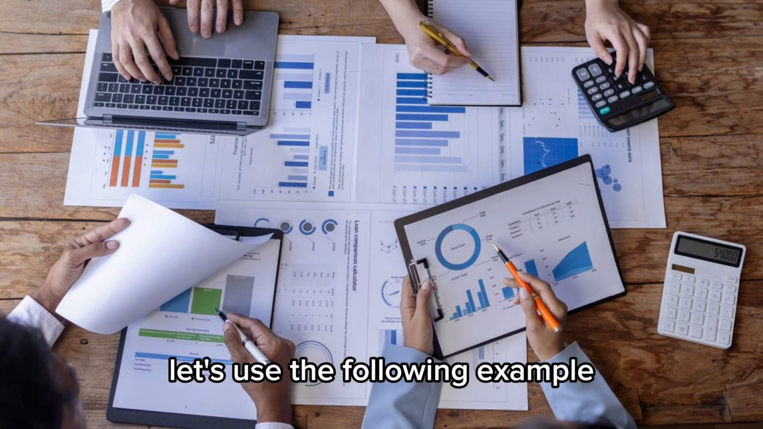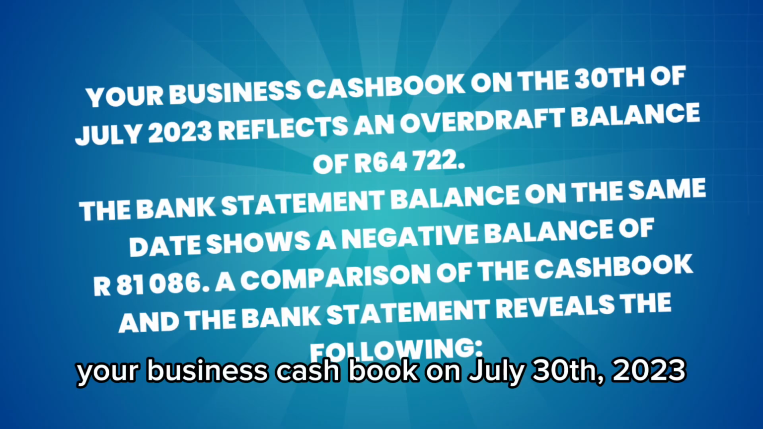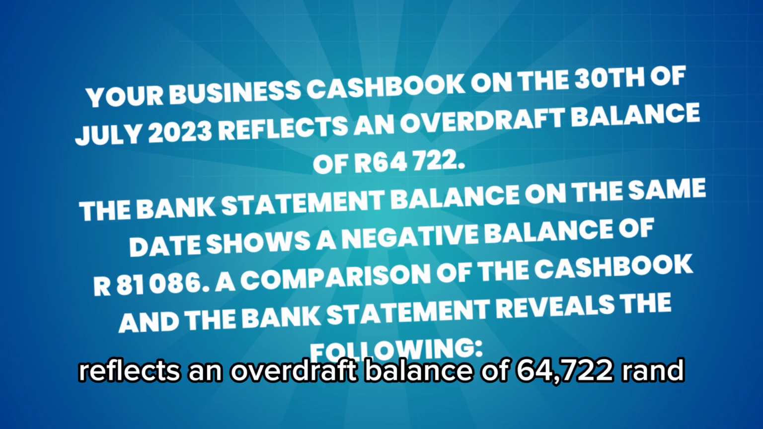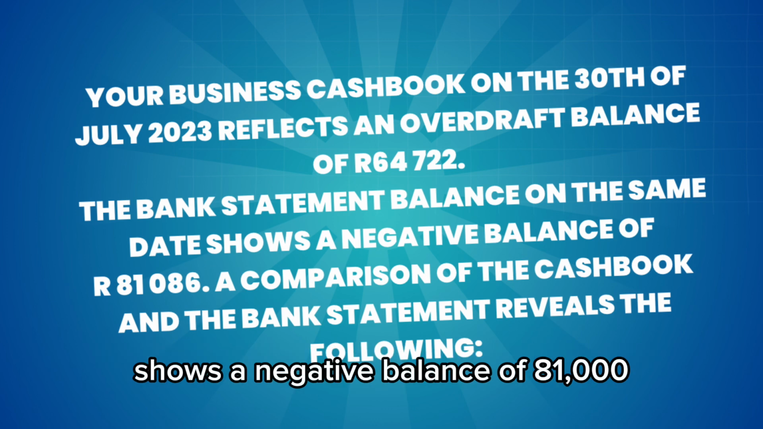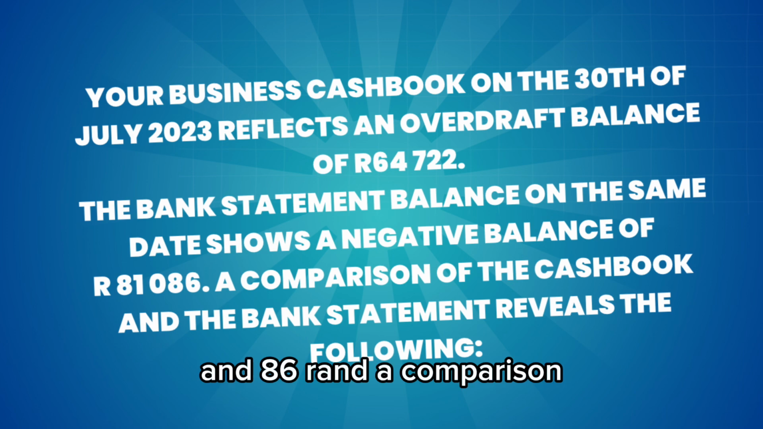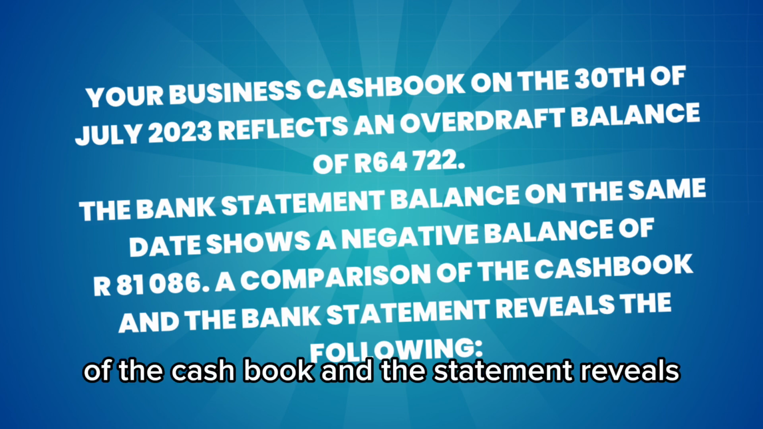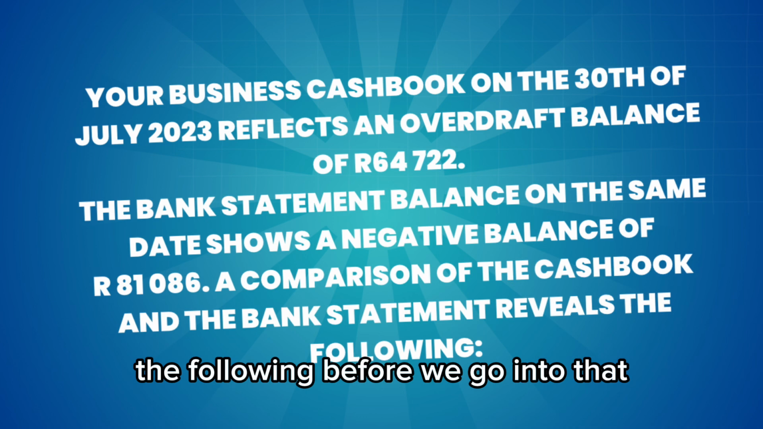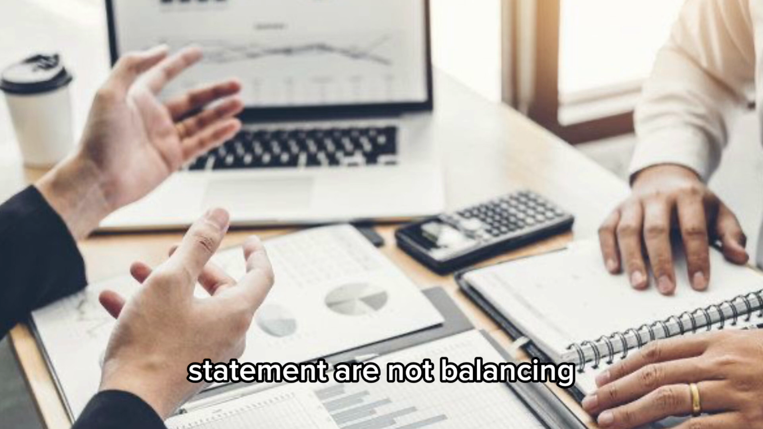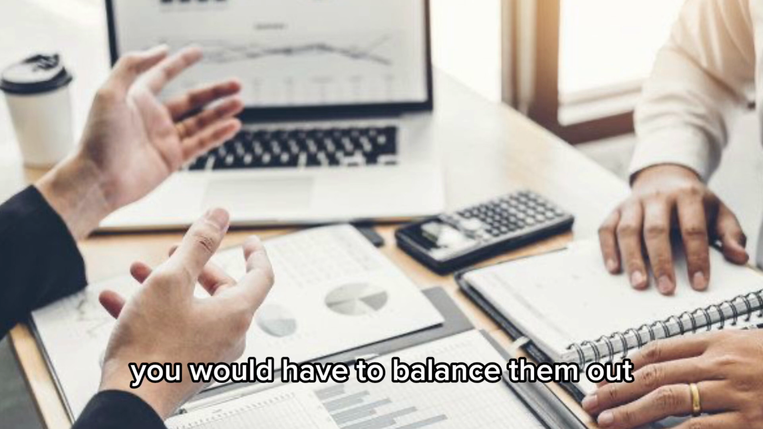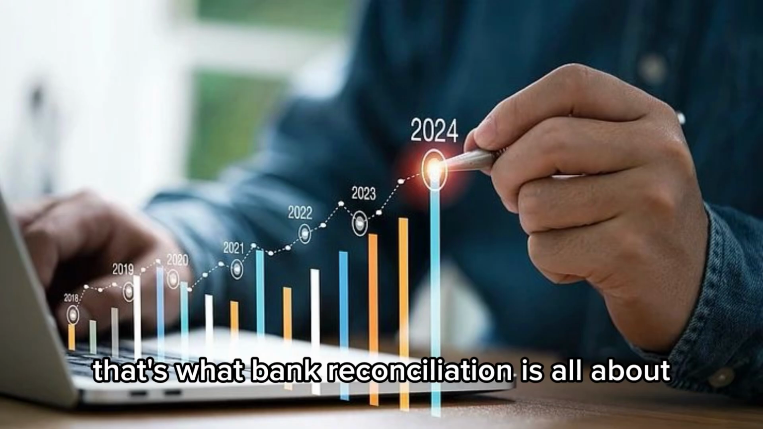Let's use the following example. Your business cash book on the 30th of July 2023 reflects an overdraft balance of 64,722 Rand. The bank statement balance on the same date shows a negative balance of 81,086 Rand. A comparison of the cash book and the statement reveals the following. Before we go into that, remember, since the cash book and the bank statement are not balancing, you would have to balance them out. That's what bank reconciliation is all about.